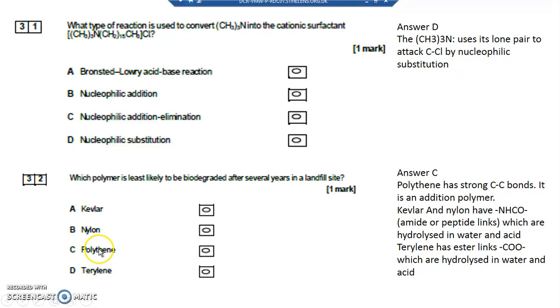But polythene is an addition polymer. So what's happened is the double bonds between the carbons have broken and made single bonds and a long chain of carbons. And those carbon bonds are very, very strong. So that backbone of carbon to carbon single bonds formed when ethene reacts together in an addition polymerization reaction, forming single bonds from double bonds. Those single bonds are very strong and they won't be hydrolyzed by water, they don't react.